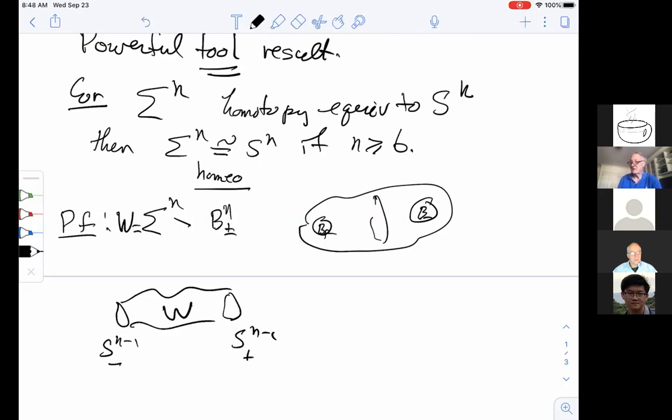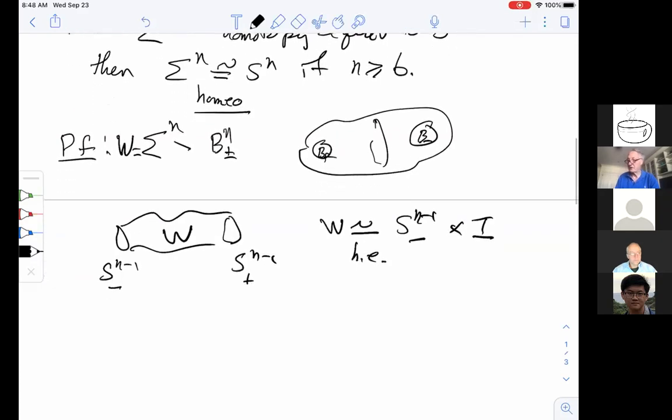The fact that Sigma is homotopy equivalent to the n-sphere easily implies that W is homotopy equivalent to S^(n-1) minus cross I. The manifold is going to be simply connected because n is at least 6. You take 2 points out of a manifold of dimension at least 6, a simply connected manifold is still simply connected. You calculate the homology of W by excision, for example, and you see that in fact W is homotopy equivalent to S^(n-1) cross I relative to its boundaries.